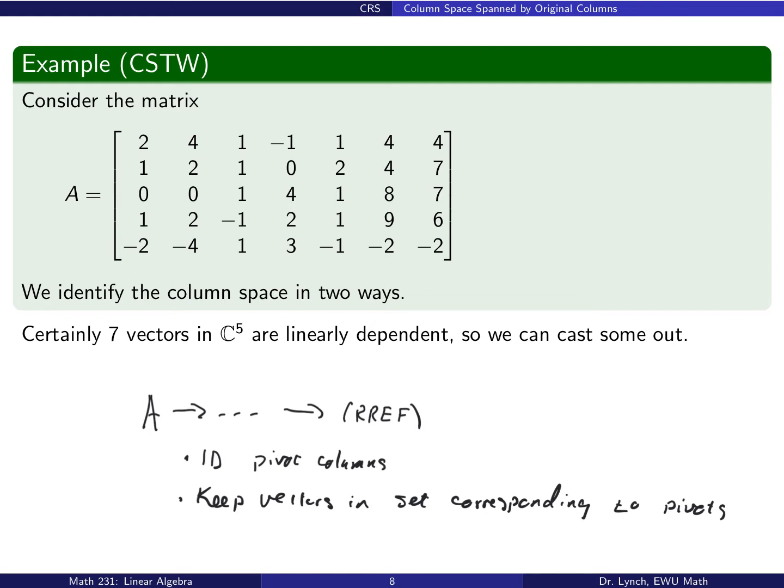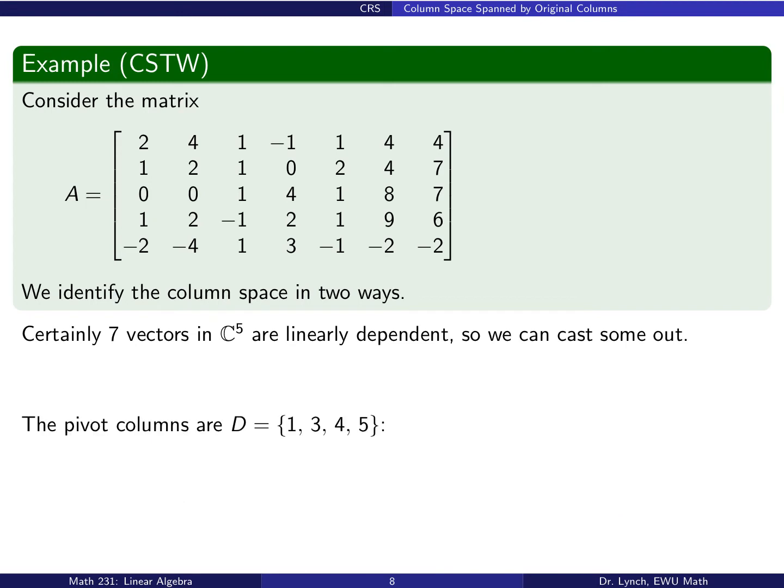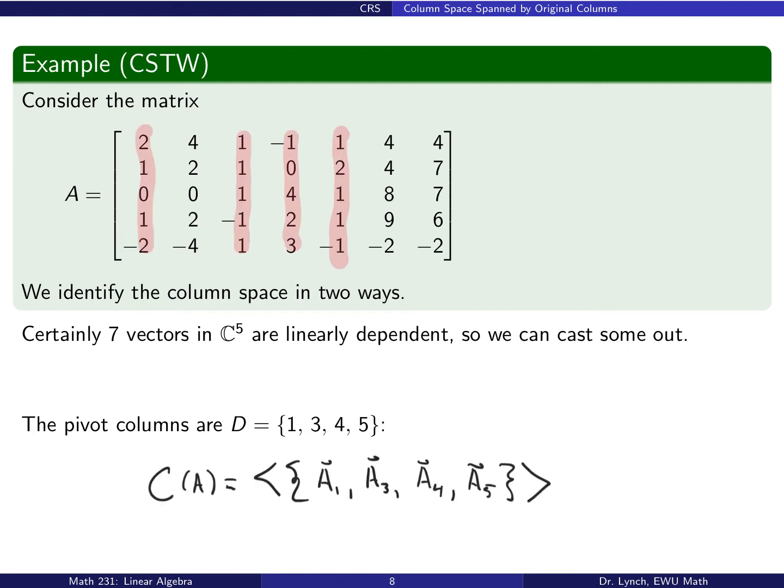Essentially, we're applying theorem BS to the set of vectors A1 out to A7. We do that and find that the pivot columns in the associated reduced row echelon form are 1, 3, 4, and 5. So a better representation of the column space is the span of the set of vectors containing the first, third, fourth, and fifth columns of A.